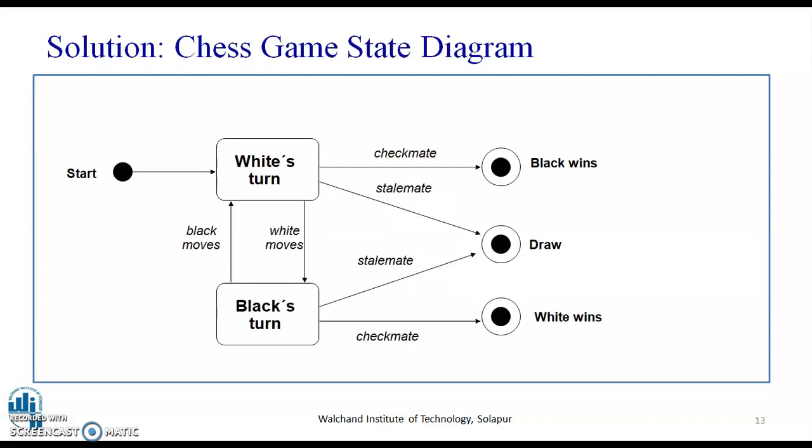This is the solution for the chess state diagram where we have white's turn, black's turn, and three possible conditions where either black wins, there is a draw, or white wins. The transitions are labeled as black moves, white moves, stalemate, checkmate, and finally either one of them wins.